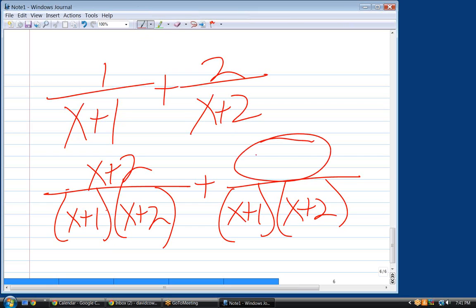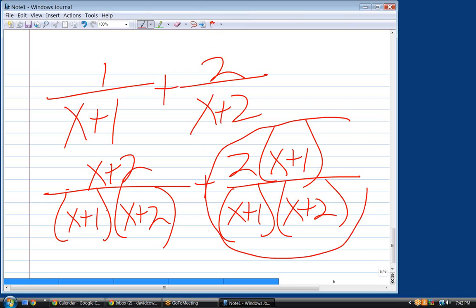Well, what goes here? x plus 1? Almost. 2 times x plus 1. See why? Because this had a numerator of 2, so this has to end up being exactly the same as that. And it is. I could cross out the x plus 1s, and I'd end up with 2 over x plus 2. Okay?